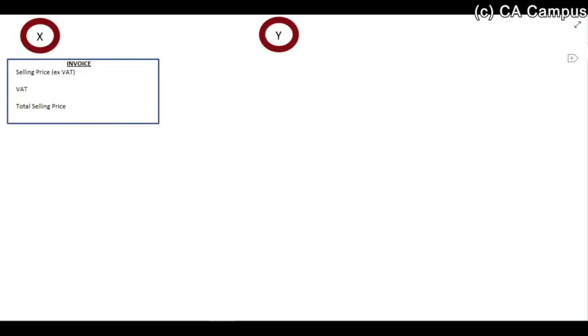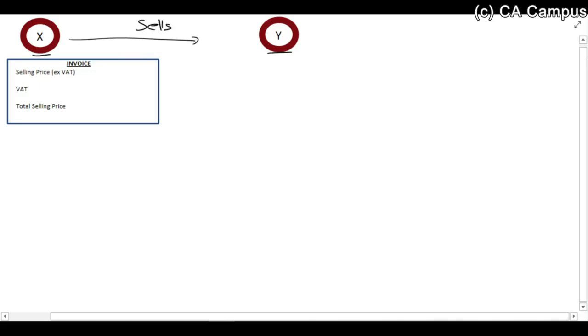Okay, so I'm going to now go through some of the basic examples or basic principles around this. You'll see now why I say we need to study from output tax. What I want you to understand, and this is what we're going to use throughout all of these little examples, is that we have two taxpayers, taxpayer X and taxpayer Y. Taxpayer X sells something to Y. So Y is buying something from X.